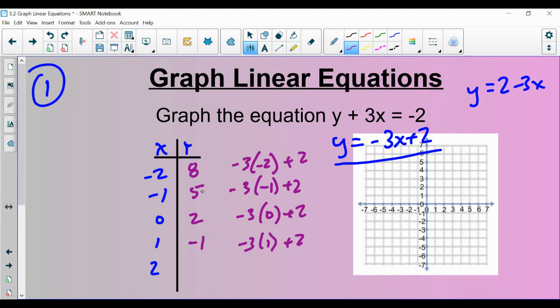Once again, we're seeing a pattern. Subtract 3, subtract 3, subtract 3. Our next one is going to be negative 4. If we're doing it right, negative 6 plus 2 is negative 4.